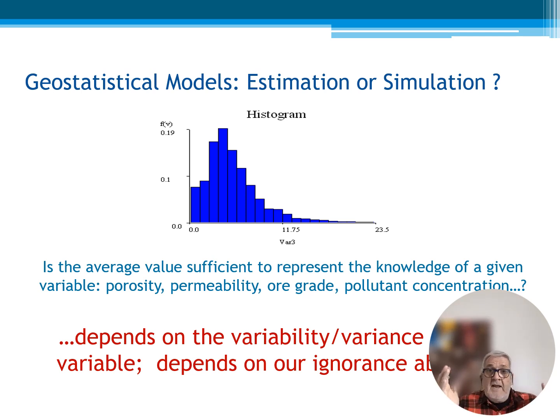Now, my question is: is the average value sufficient to represent the knowledge of a given variable, in this case porosity, or permeability, or grade, or pollutant concentration? And the straight answer is, it depends. It depends on the variability, the variance of our variable, it depends on our knowledge or our ignorance about that.